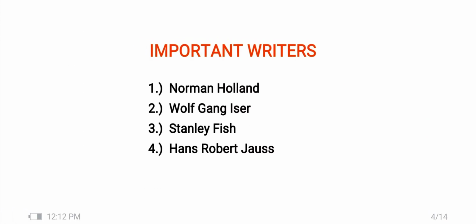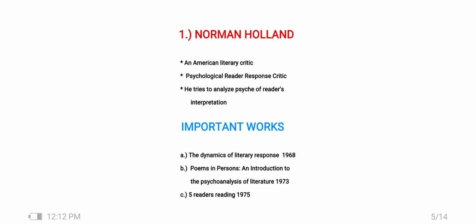Now let's talk about some important writers. Number one, Norman Holland, Wolfgang Iser, Stanley Fish, Hans Robert Jauss. Let's discuss one by one. First, we will discuss Norman Holland. He is an American literary critic, a psychological reader response critic, and he tries to analyze the psyche of the reader's interpretations.